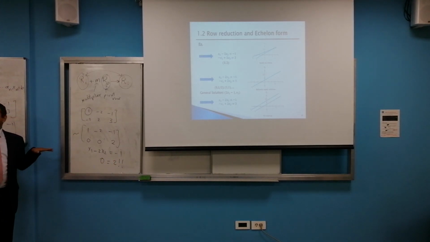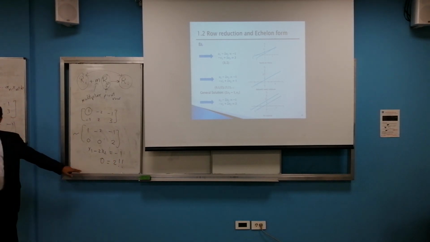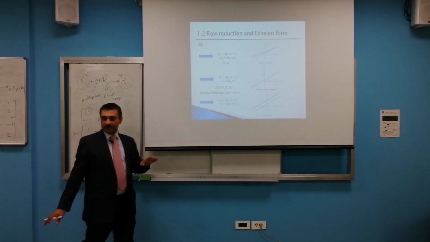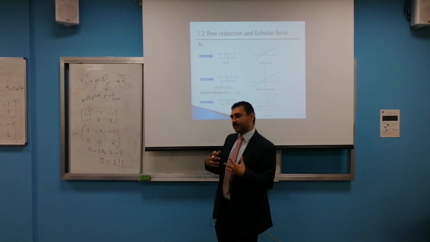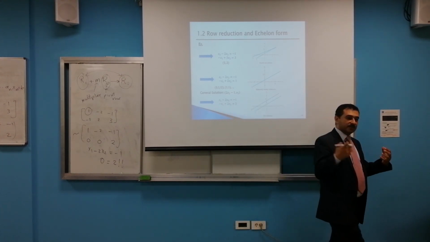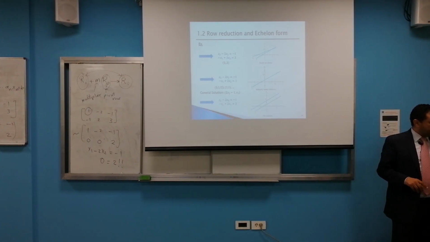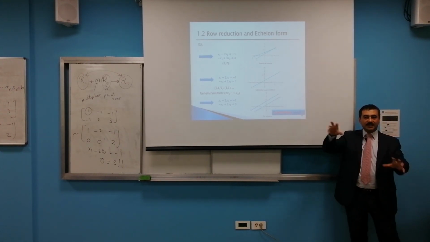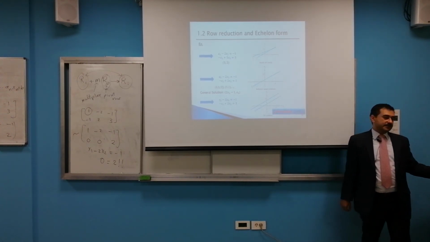If you find something like this in Gauss, you say that this system has no solution. This is called the contradiction. في تعارض ما بين الايكويشنز بتاعتك فيبقى there is no solution. اوكي؟ انت تلاقي 0 equal number.